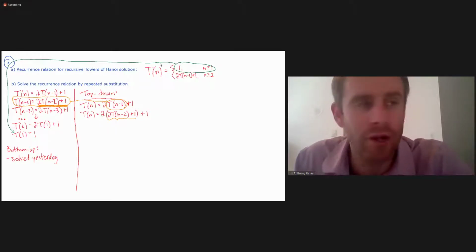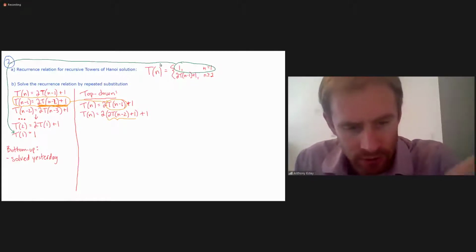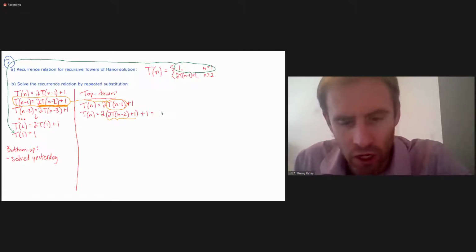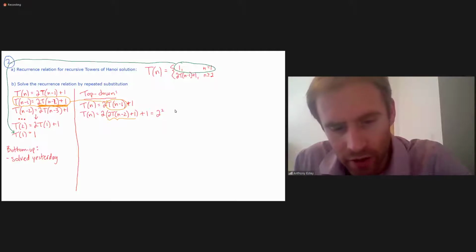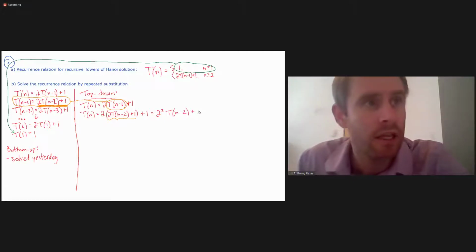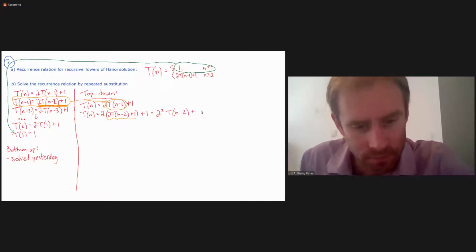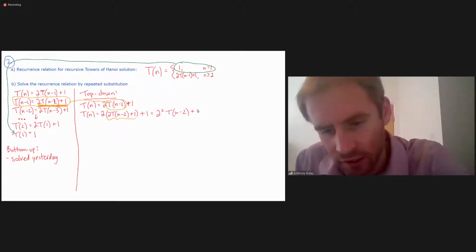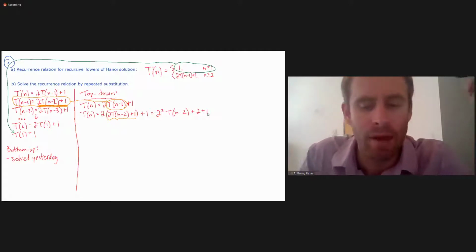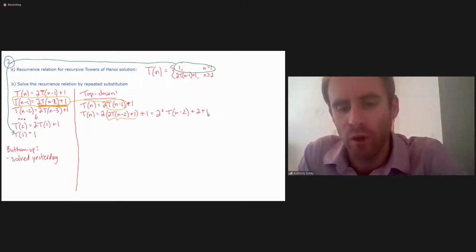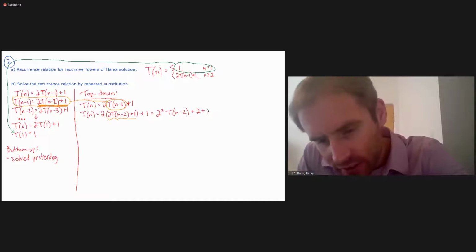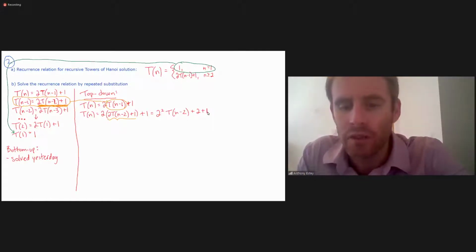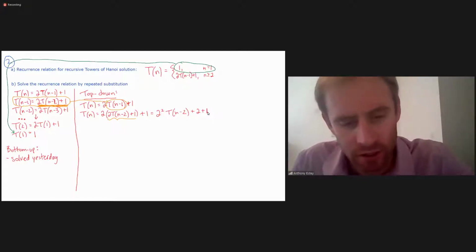Then what we typically do after that is just collect the terms. So I've got 2 squared times t of n minus 2 plus 2 times 1 plus 1. I'm actually not going to fully collect these terms. I could, but what we're going to see is that writing in this form is going to help us later.